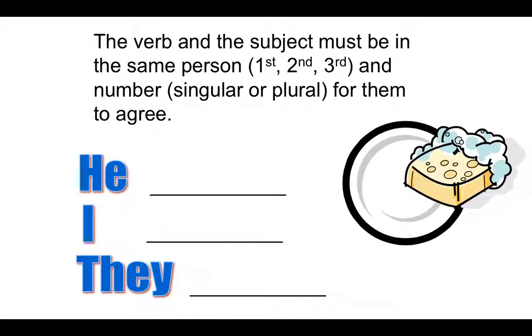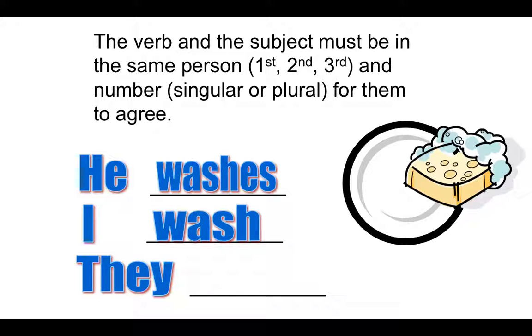The verb and the subject must be in the same person, first, second, third, and number, singular or plural, for them to agree. By person, I mean who are we speaking of, and by number, I mean how many people are we speaking of. The action that you just saw was a sponge washing the dish. So, he washes, I wash, they wash. I wouldn't say they washes or I washes or he wash because that subject and verb are not in the same person and number, so they don't make sense.